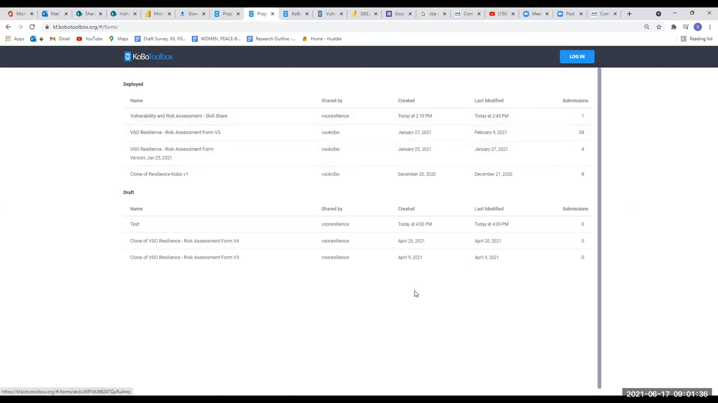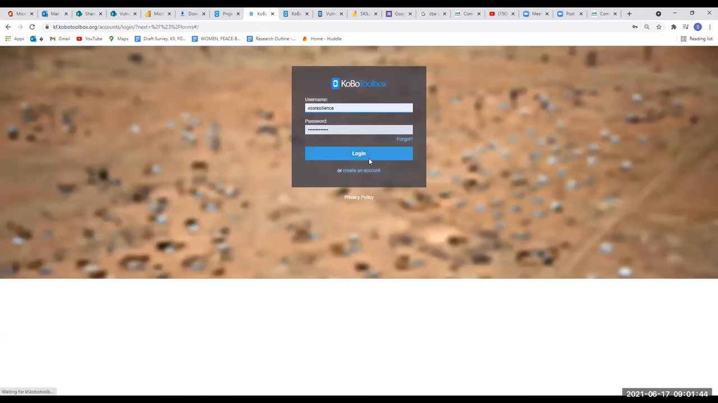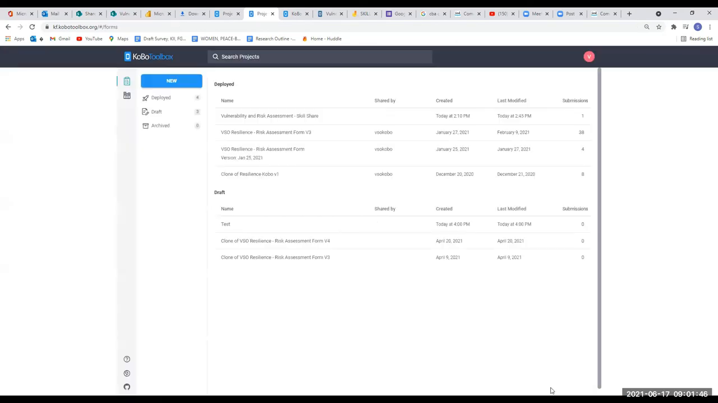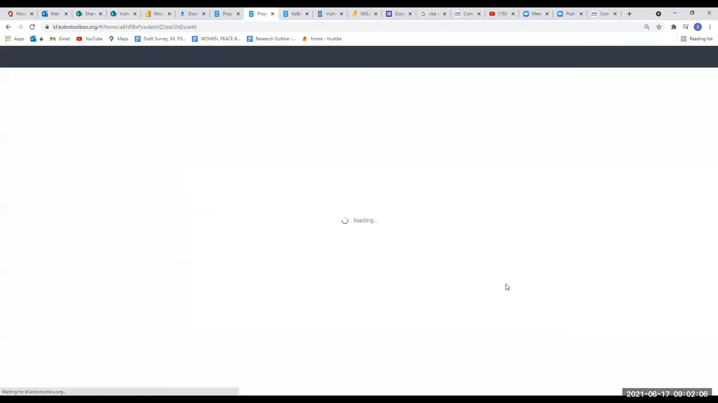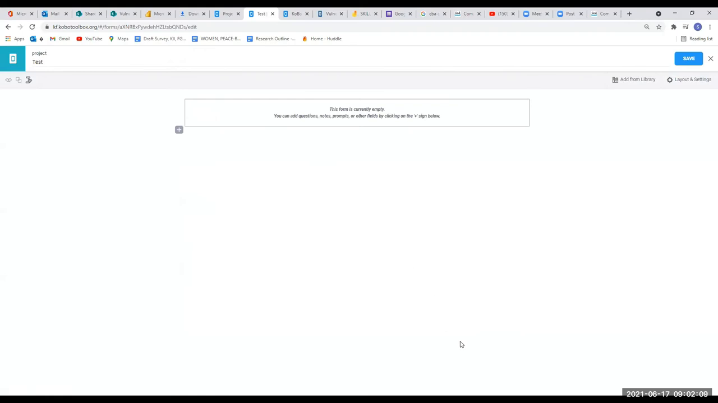What I mentioned earlier was how to create a form in Kobo. Let me log in first. Yeah, so I'll recap that quickly. It is here where you can create the form, or digitize the intake sheet or monitoring form that you have. You just need to click new and then build from scratch. Here, let's enter a dummy title. Let's create that project. And Kobo has a form builder.